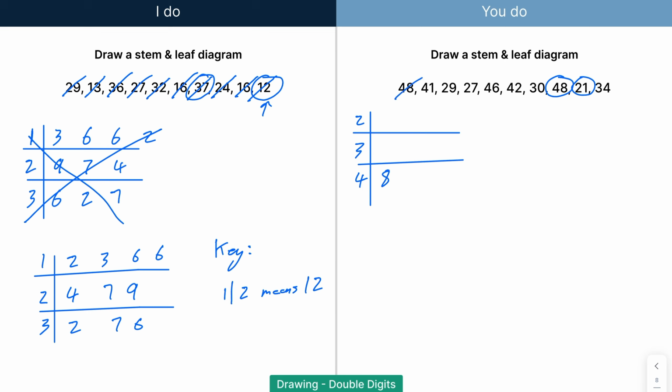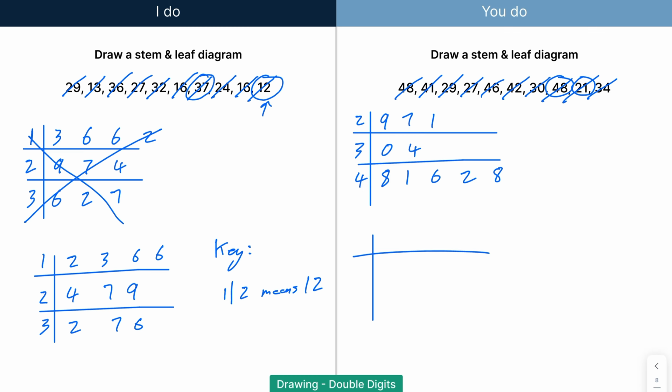So that's 8, that's 1, that's 29, that's 27, that's 46, that is 42, that is 30, that is 48, that is 21, and that is 34. So that is that there. And now what we need to do is draw the same thing again and put it in order.